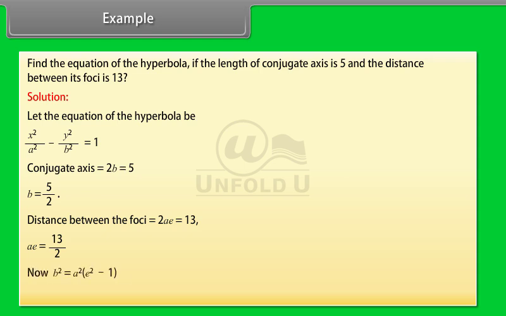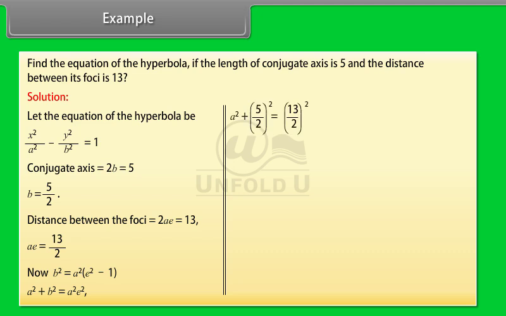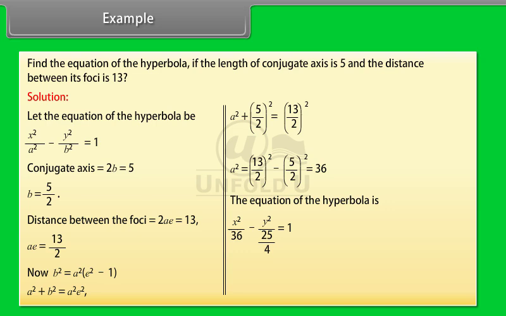Now, b square is equal to a square into e square minus 1, so a square plus b square is equal to a square e square. a square plus 5 by 2 whole square is equal to 13 by 2 whole square. a square is equal to 13 by 2 whole square minus 5 by 2 whole square is equal to 36. The equation of the hyperbola is x square by 36 minus y square by 25 by 4 is equal to 1. That is, x square by 36 minus 4y square by 25 is equal to 1.